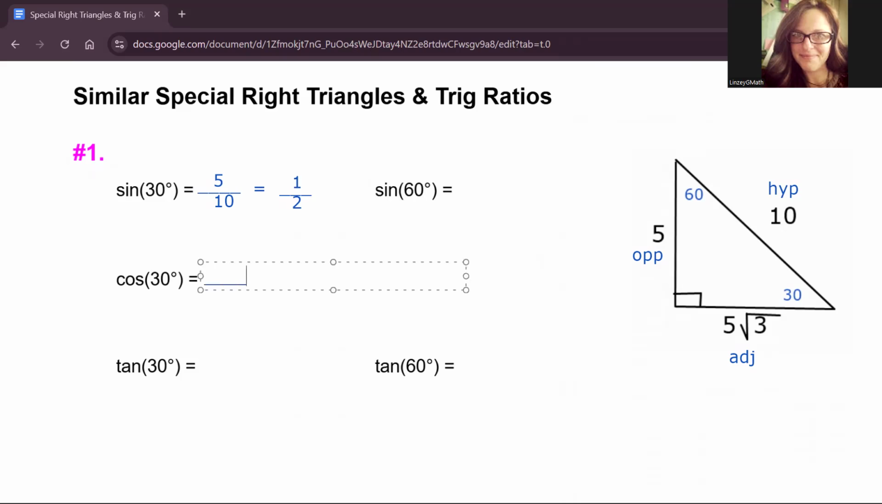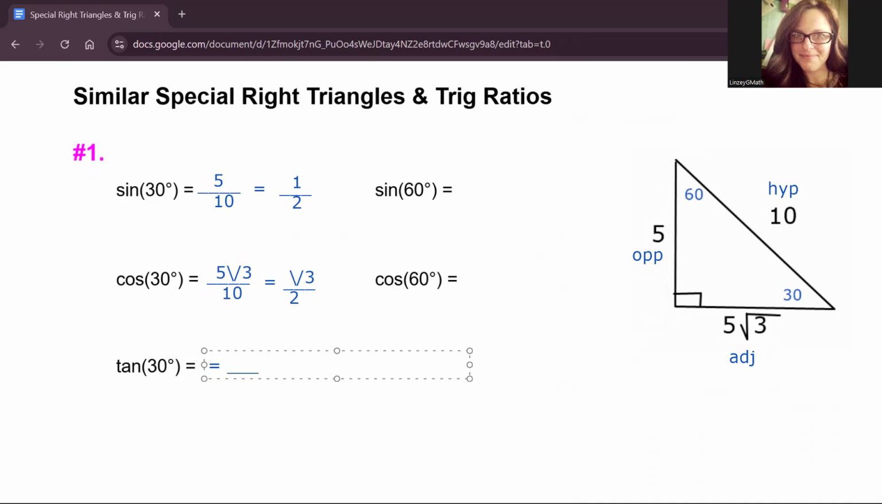Cosine, adjacent over hypotenuse. 5 square root 3 over 10. And we can reduce this. 5 over 10 is 1 over 2. We get square root 3 over 2. Cosine of 30 is always square root 3 over 2.